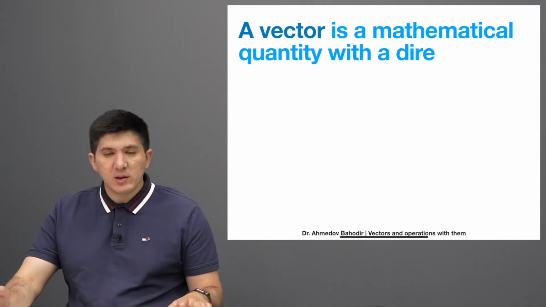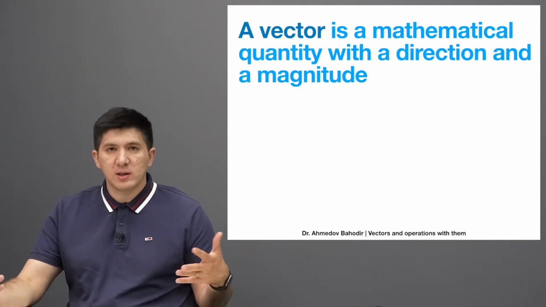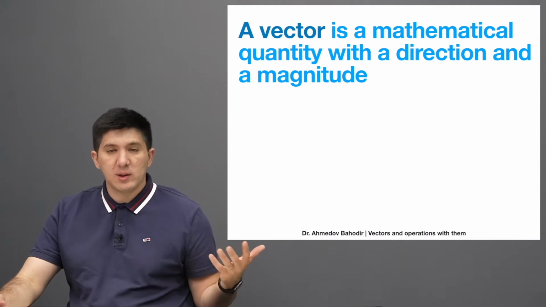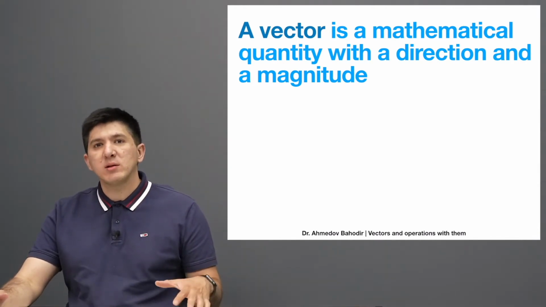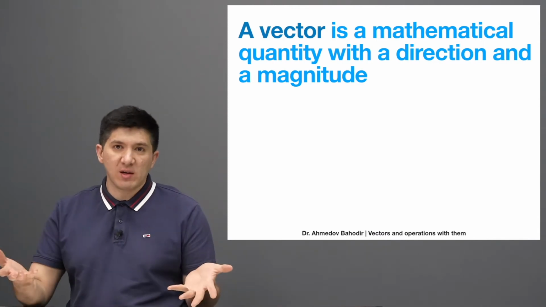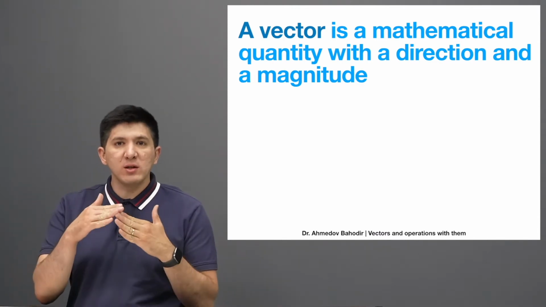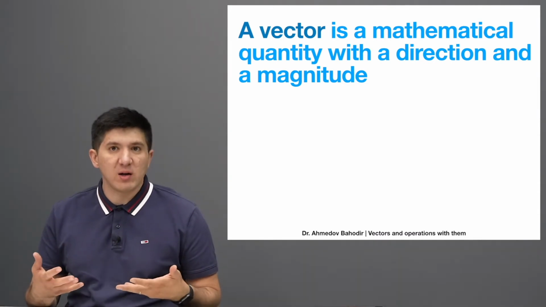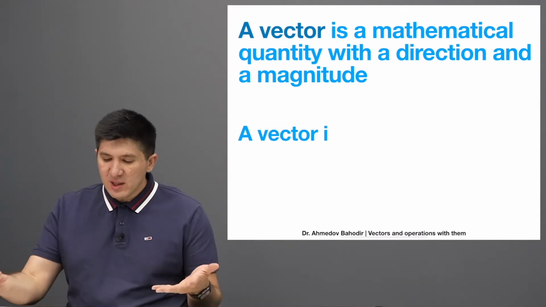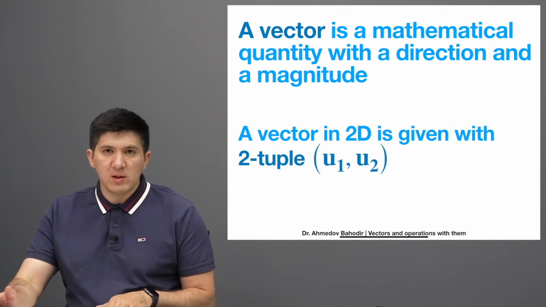A vector is a mathematical quantity which has two attributes, essentially: direction and magnitude. In our previous lecture, we discussed how to do the operations on vectors geometrically: how to add two vectors, subtract vectors, and what it means to multiply a vector by a scalar. In this lecture, we're going to discuss vectors algebraically.